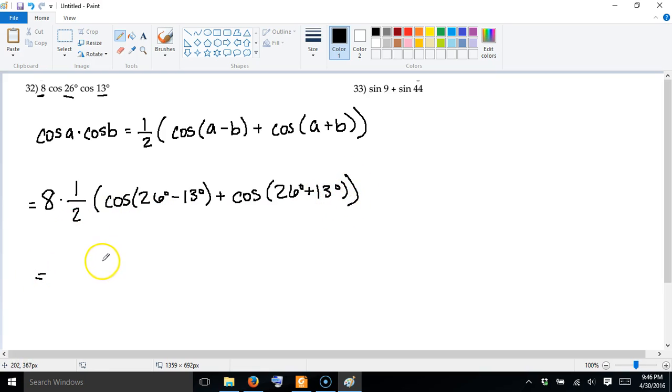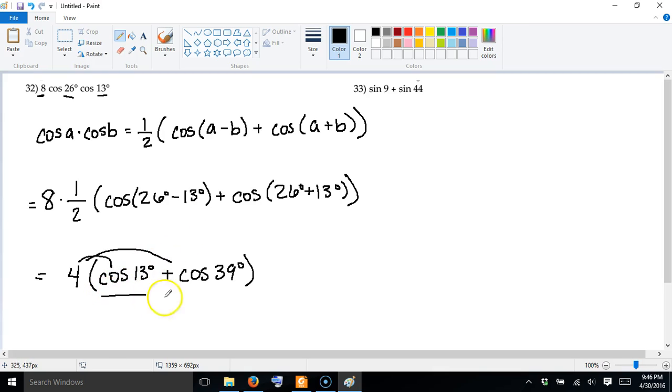Now, like I said, reduce as much as you can. So this right here reduces to 4. And then the inside of our cosine function here will give us 13 degrees. And the inside of this function ends up giving us 39 degrees. And that's as much as you can go. Unless you want to distribute this 4, that's it. I don't require you to distribute the 4. You're done at this point.